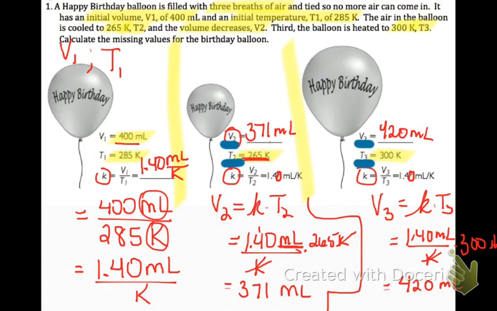We can also double check it with the first set as well. So we're going to go from T1, which is 285 Kelvin. The temperature increased to 300 Kelvin, so our volume should increase as well. In fact, it goes from 400 milliliters to 420 milliliters. And to also keep sig figs, let's make sure that we put a little dot or a decimal. I don't know if mine showed up very well, but this will show that this V3 has 3 sig figs.